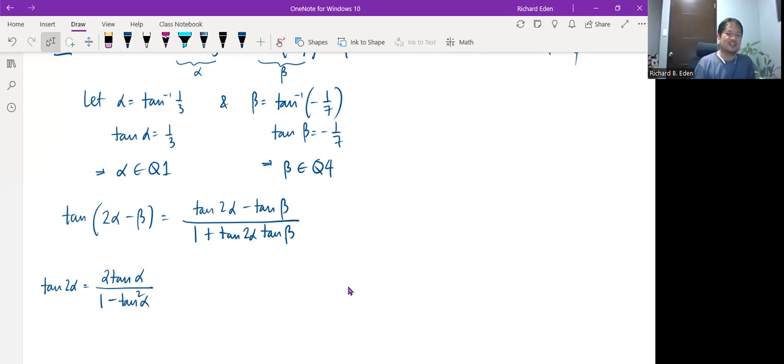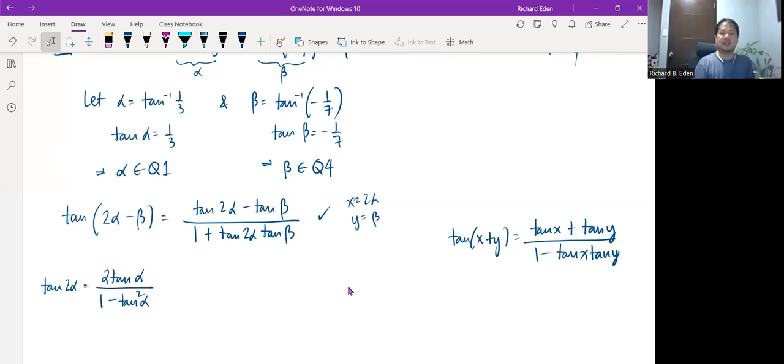Tangent squared. The tangent of x plus y equals tan x plus tan y over 1 minus tan x tan y. So that's what we used here, where x is 2 alpha and y is beta, except it's subtraction rather than addition.